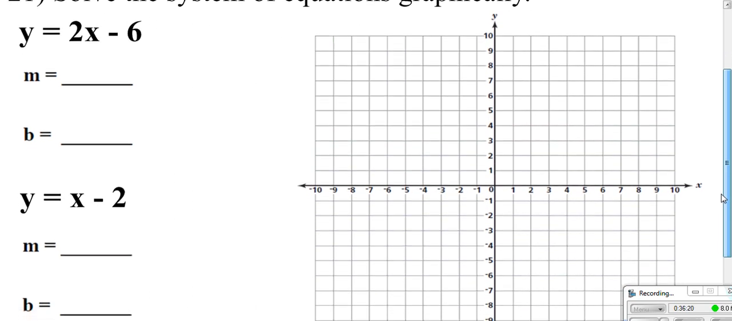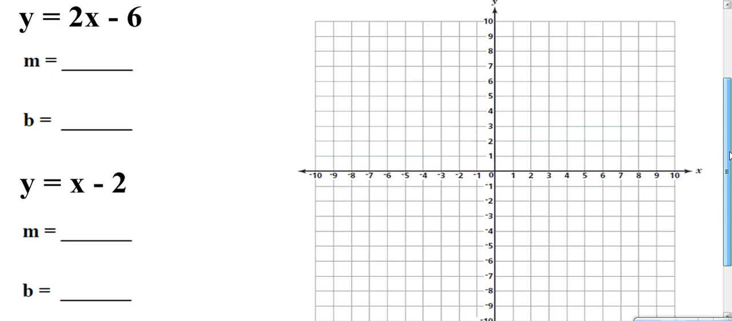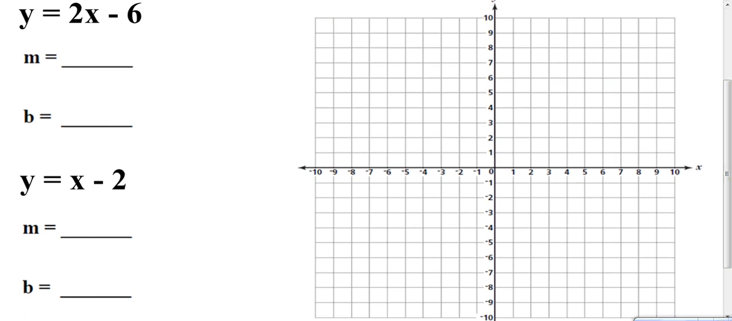It says solve the system of equations graphically, and this will be on the test. Well, all of this is on the test, but we'll try to make this graph a little bit smaller.